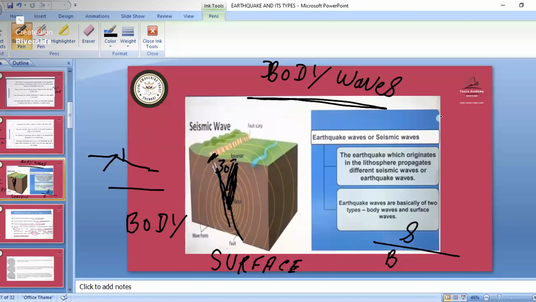Body waves are of two types, that is P waves and S waves, primary waves and secondary waves. With P waves, first we have the sudden shaking, and primary waves are felt in all three states: solid, liquid and gas. Whereas secondary waves are felt only in solid parts. And surface waves are also of two types: Love waves and Rayleigh waves. That we will study in the later part.